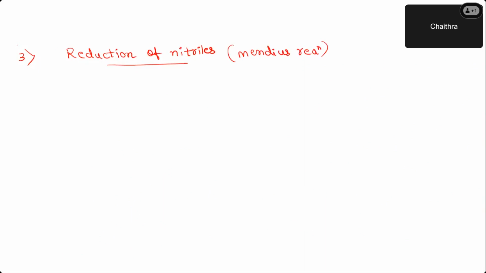Next preparation method for amines. Mostly many reactions are reductions only here: reduction of nitriles. Can you tell me what the functional group is here? Nitriles means what functional group, guys? There is a name also for this reaction. It's also called the Mendius reduction or Mendius reaction. Amine, you told, has the functional group NH2. Nitrile is the CN group. Isonitrile is the NC group.